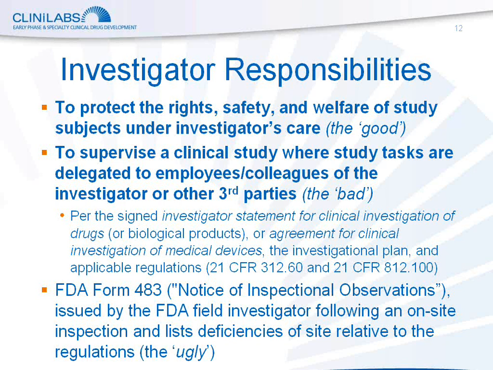There is an investigator statement for either drugs or medical devices, and those are delineated, as I mentioned, in CFR 312 and 812. And then there's the FDA Form 483, which is the Notice of Inspection Observations. This is issued by the FDA field investigator after an inspection if there are deficiencies of the site. This I labeled the ugly, because if you are cited with the 483, that can carry forth both with you as the investigator, but more particularly as the site.